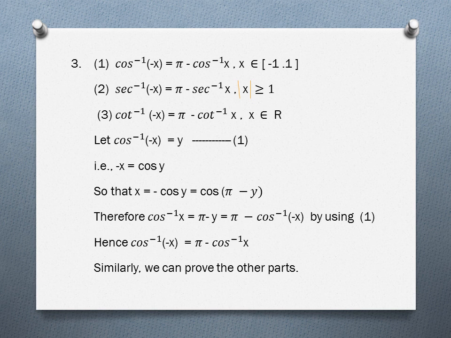First one, I am going to derive it. Let cos inverse of minus x is equal to y. Minus x is equal to cos y. Multiplying both sides by minus, x is equal to minus cos y, which is equal to cos of pi minus y, because minus cos theta is cos of pi minus theta, in the second quadrant. Therefore, cos inverse of x is equal to pi minus y. Then by using equation number 1, it is pi minus cos inverse of minus x. Hence, cos inverse of minus x is equal to pi minus cos inverse of x. The remaining two results we can prove the same way.